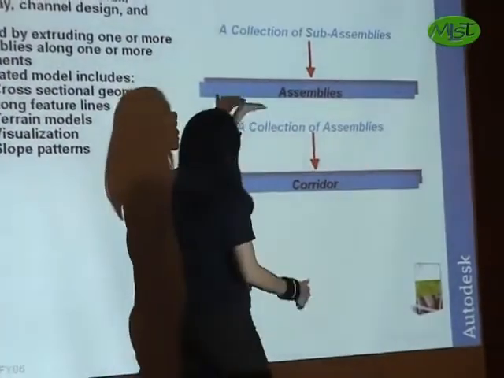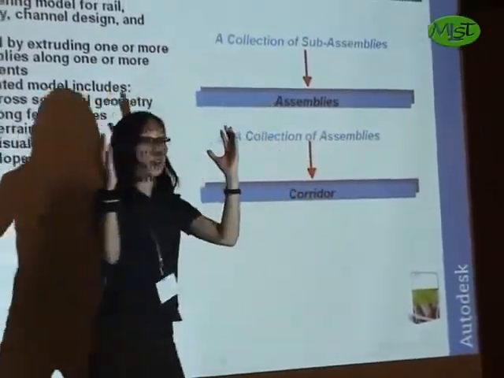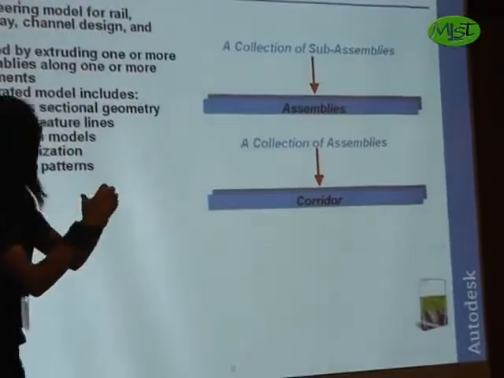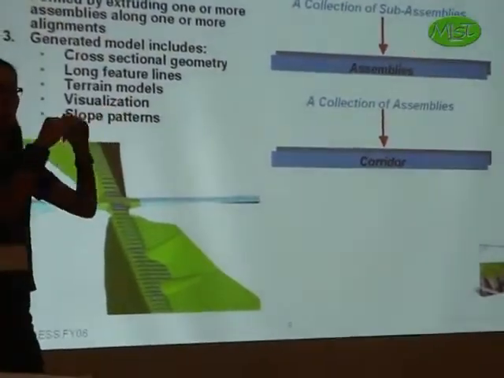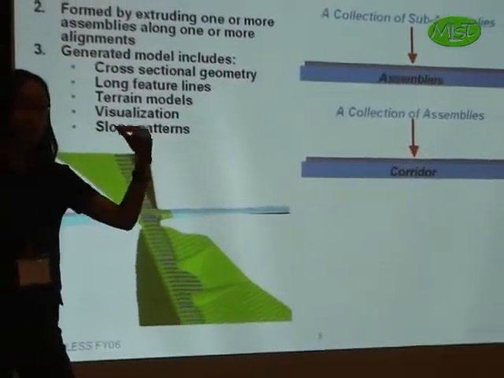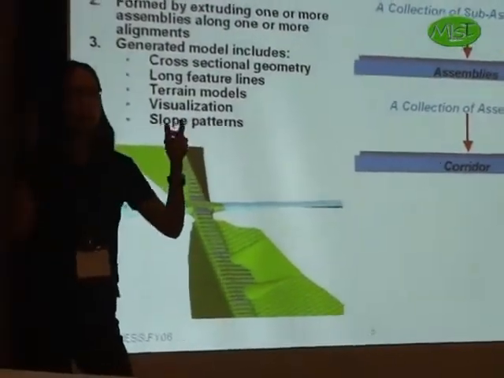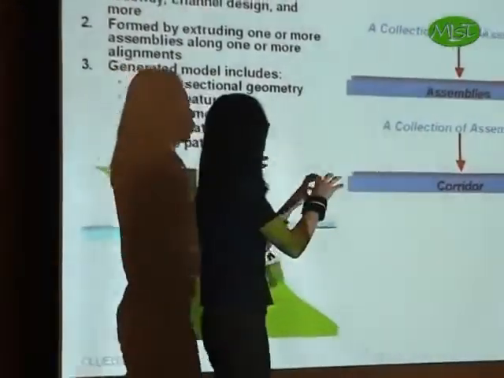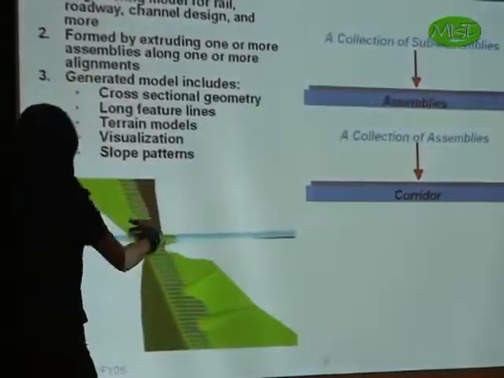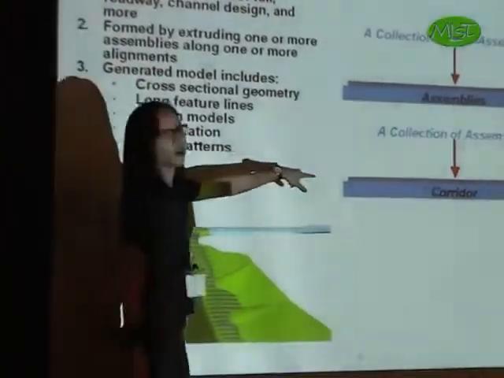So actually, these sub-assemblies, when you collectively group them together, you will get a typical cross-section of a road. You know, when you have the cross-section, you have the road, you have the carriageway, you have the median, you have whatever elements that you want to design the road. So essentially, when you protrude that along the alignment, you will get the corridor. Okay.